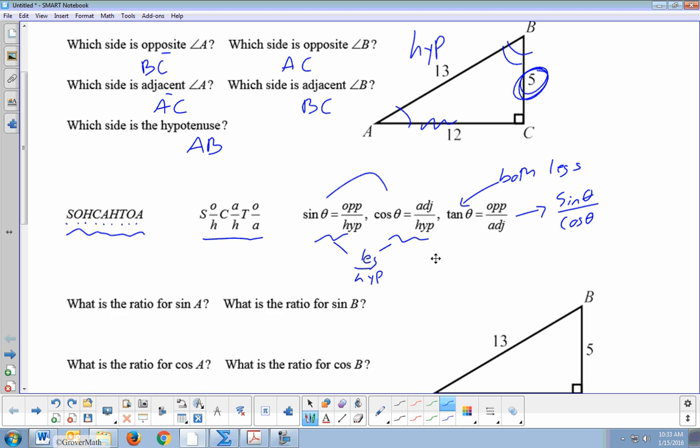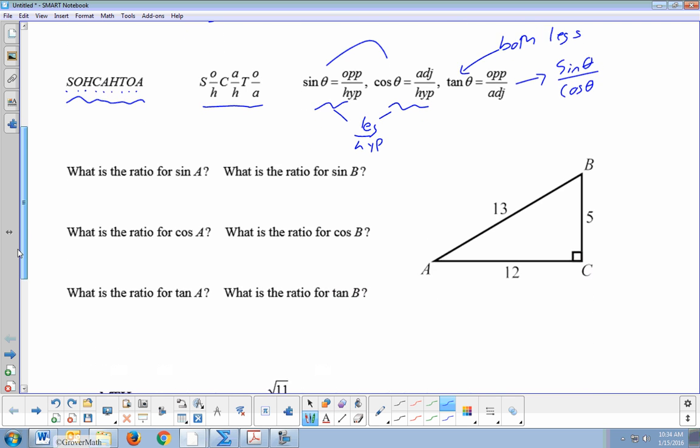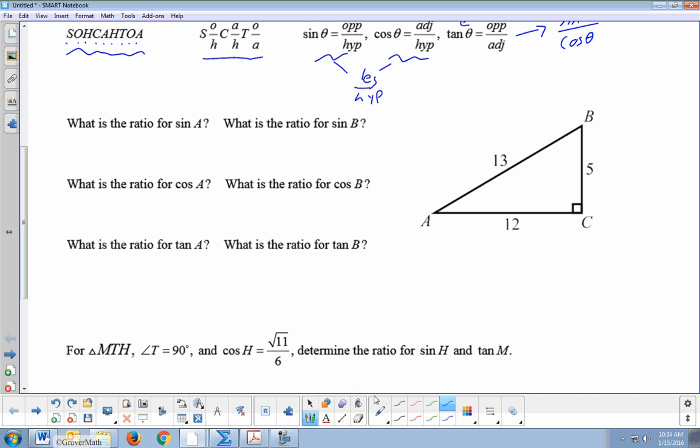Just really commit that to memory, whether it's on your reference sheet or not. I'm not really sure, but just really commit that to memory because that's going to make trig a lot easier if you know that. So what is the ratio of sine A? Quick time check. We're doing good. What is the ratio of sine A? So sine is opposite over hypotenuse from angle A's perspective.